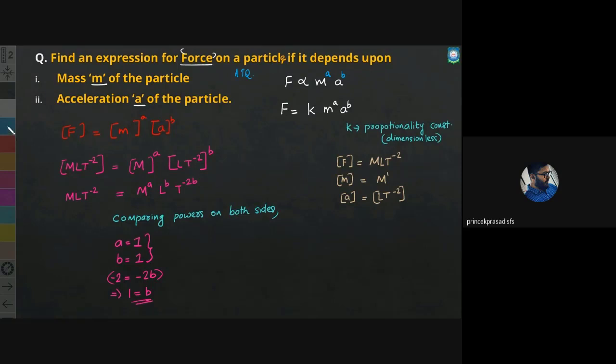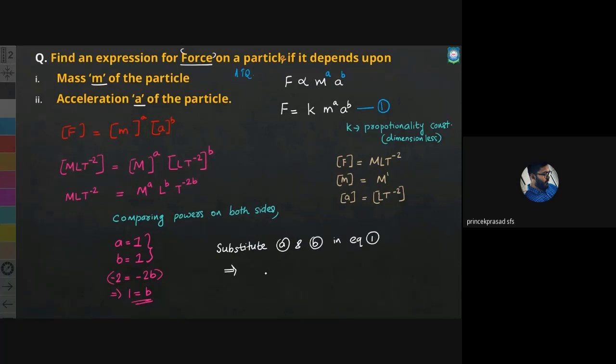Do one more thing. I forgot. You mark this as equation number 1: F is equal to k, m raised to a, a raised to b. Now you have got the powers value. So what should I do? I should just substitute the powers value a and b in equation 1. And tell me what is the answer.